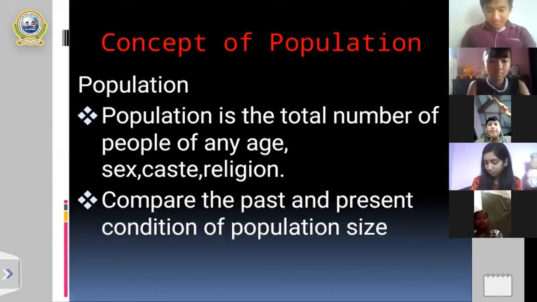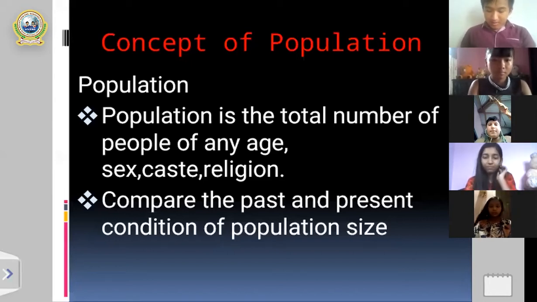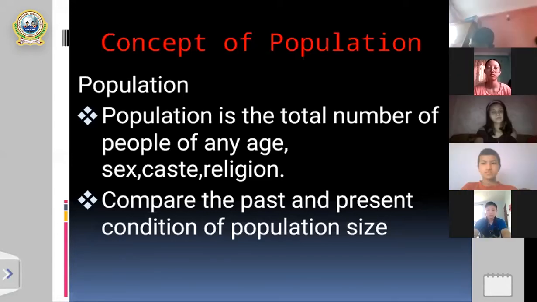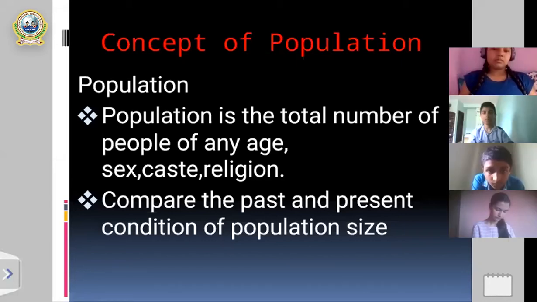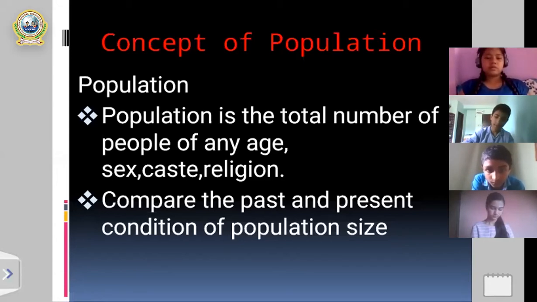Population means the total number of people, the group of people living in a certain place or in a certain area of any age. We know that different age group people are there, like children, adults, youths, old age, right? And sex indicates male and female, and different castes of Nepalese people. We know that, and different religions. As we all know, the different Nepalese people follow different religions, so the definition of population is, once again, total number of people or group of people of any age, sex, religion, and caste.